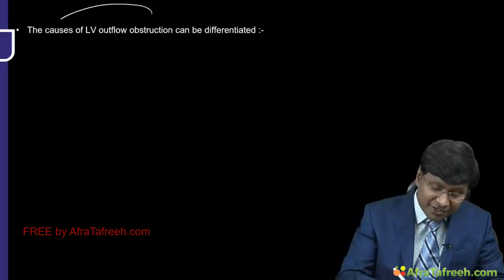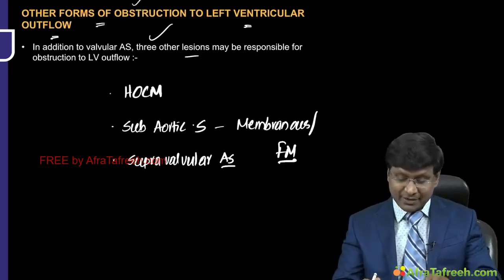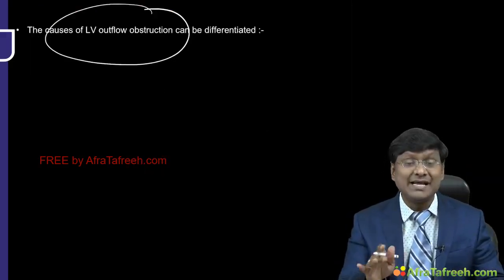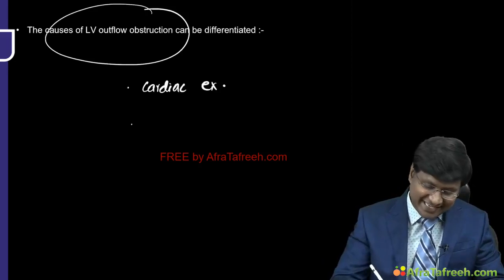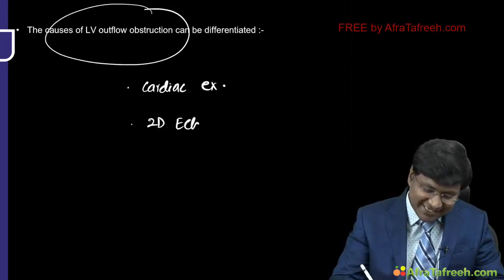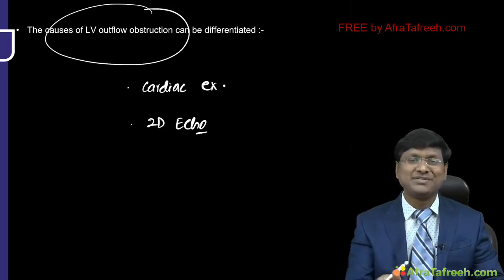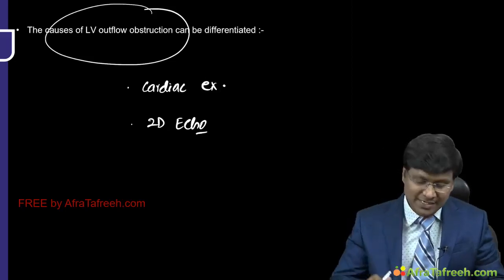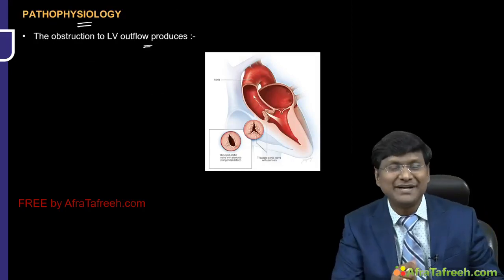And how can you differentiate all these causes, right? How can you differentiate HOCM, subaortic stenosis, and supravalvular aortic stenosis? So you can differentiate all these on the basis of the cardiac examination as well as the imaging study, that is the 2-dimensional echocardiography. So these are the various ways by which you can differentiate aortic stenosis from the other causes of LV outflow tract obstruction. Now let me discuss the pathophysiology in case of aortic stenosis.